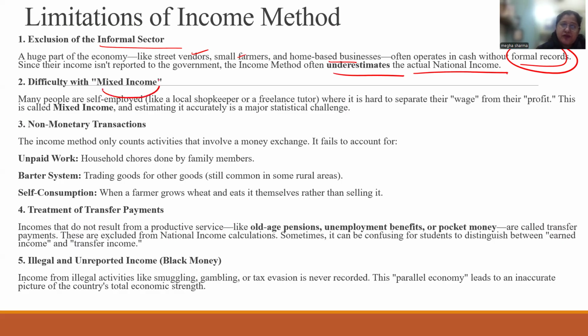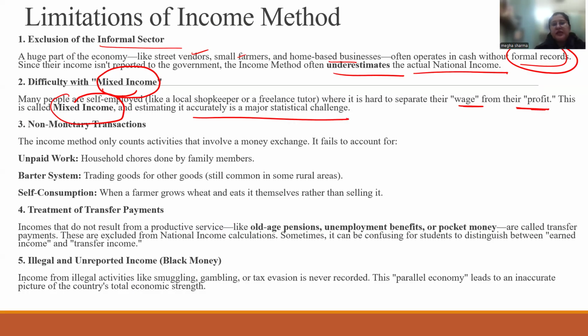Next, the main component of national income, that is mixed income. It's not so easy to calculate mixed income. There are many people in our economy who are self-employed, like local shopkeepers, freelancer tutors, where it is hard to separate their wage from their profit. There is no differentiation between the same. But these people are surviving in the economy, so their income is considered part of mixed income. Estimating it accurately is a major statistical challenge for economists.